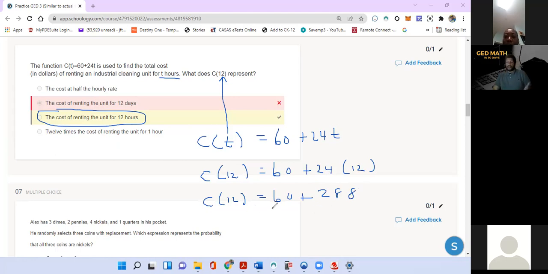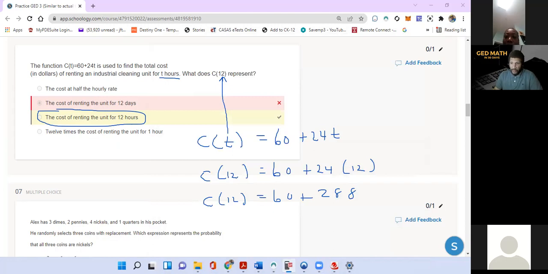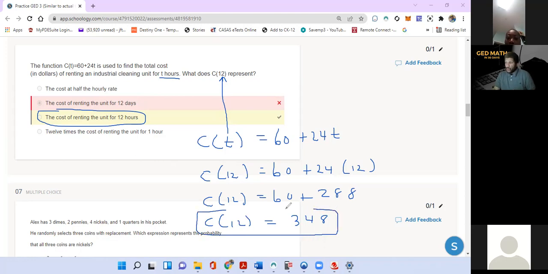So the cost to rent this for 12 hours would be, where did my pencil go that fast? So 12 would be 300, and then we got 48 left. Or 28 and 6 is 34. So the cost to rent this cleaning machine for 12 hours will cost you $348. Being able to evaluate a function is a guaranteed problem on your exam. Being able to evaluate an expression is guaranteed on your exam.